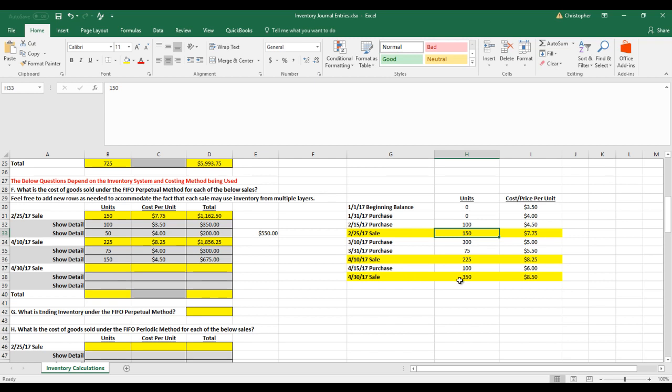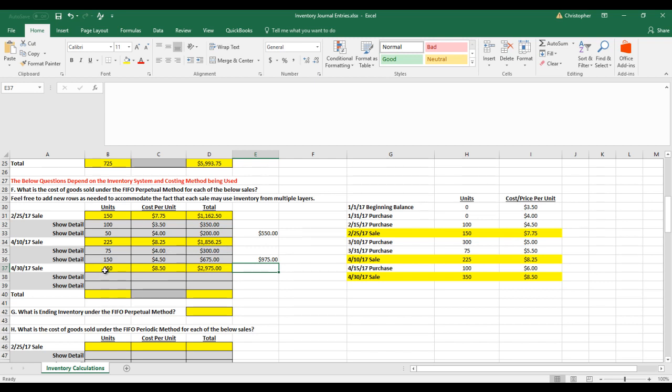Now we're down to the 430 layer. We need to sell 350 units. We're selling them at $8.50 a piece. Oh, by the way, before we go down to this one, to mimic what we did up above, let's calculate the total cost of goods sold for those two. For that sale of 225 units that we sold for $1856, it cost us $975 for those units.